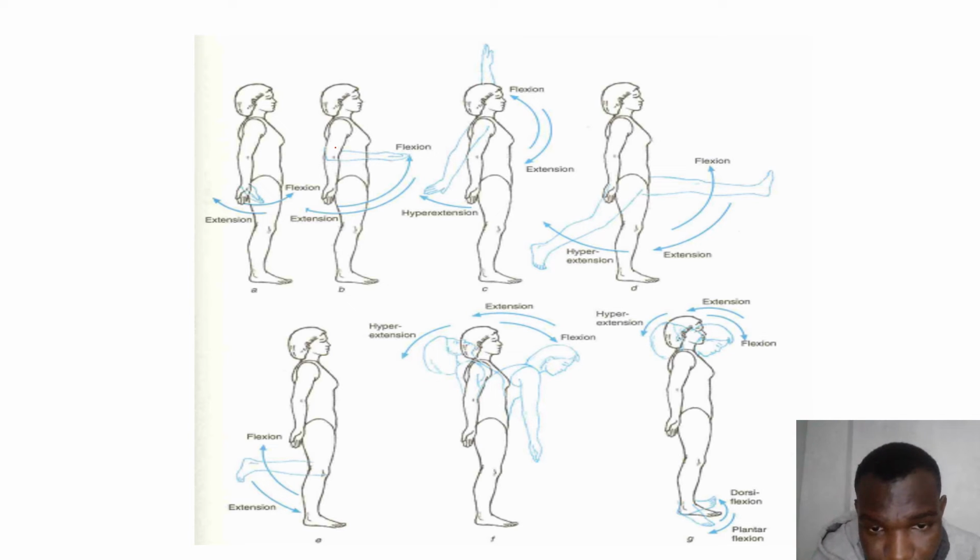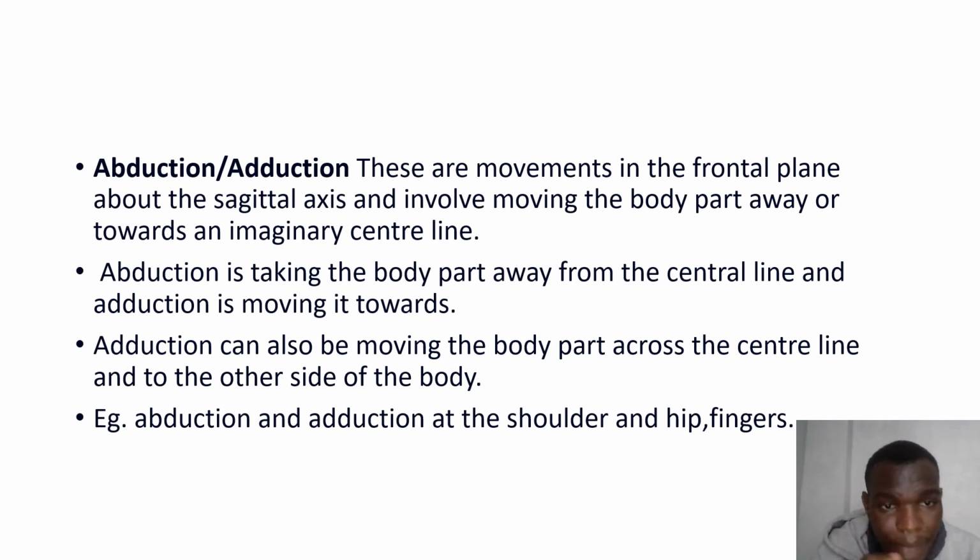Now coming to the next, abduction. All right. These are movements in the frontal plane about the sagittal axis. They move in the frontal plane about the sagittal axis and involve moving body parts away from or towards an imaginary line. Abduction is taking the body part away from the central line, and adduction is moving it towards. Adduction can also be moving the body part across the central line and to the other side of the body.